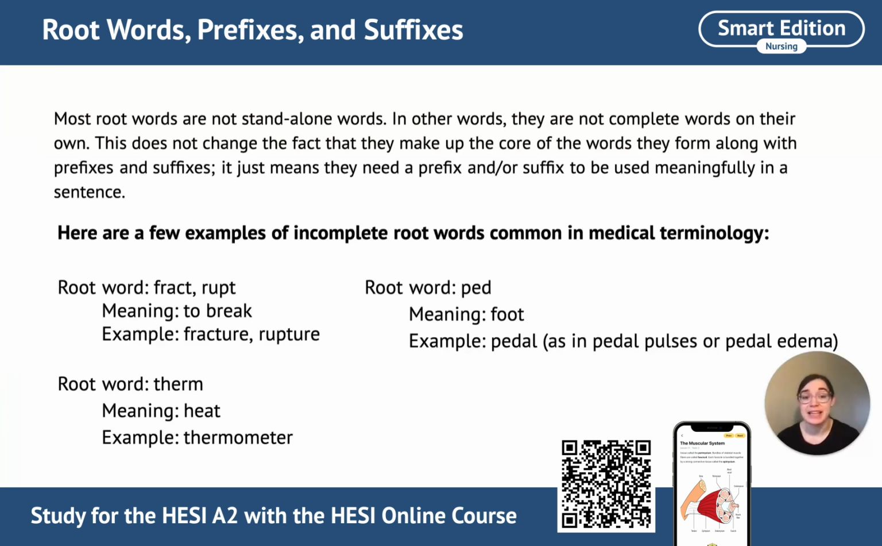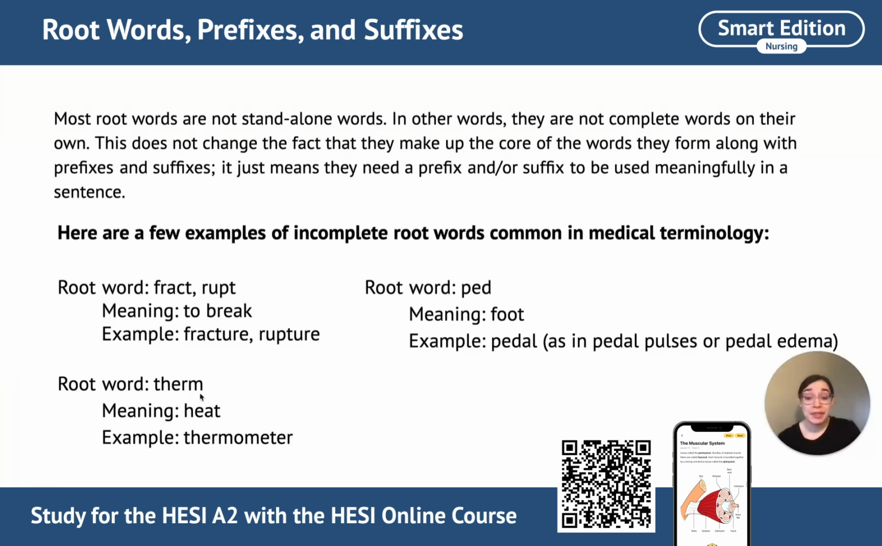So here are some examples that we would see in medical terminology. The root word fract or rupt. You've never heard that used in a sentence because it's an incomplete word, but it means to break. And an example of a meaningful word that is obtained by attaching a suffix to these root words would be fracture, as in a bone fracture, or rupture, as in a ruptured blood vessel.